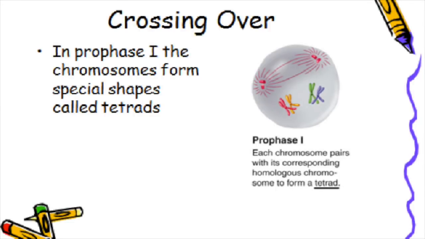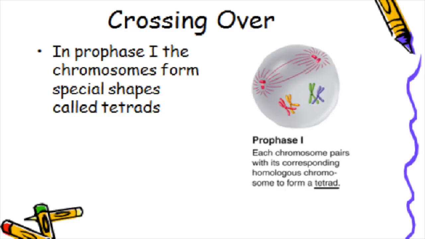Let's now highlight some of the most important differences that make meiosis unique from mitosis. The first and one of the most important events in meiosis is that in prophase 1, this crazy event happens called crossing over. And you can actually, under the microscope, see the chromosomes crossing over, and they form these special shapes called tetrads. So go ahead and write that down under Part D, tetrads.